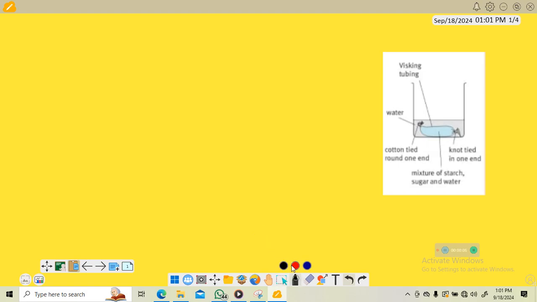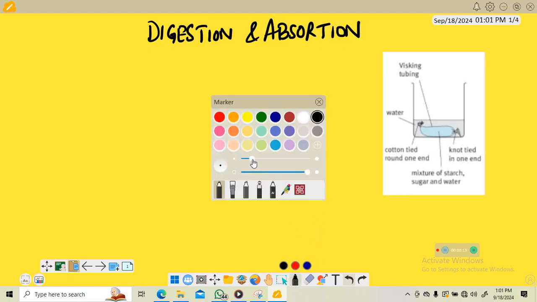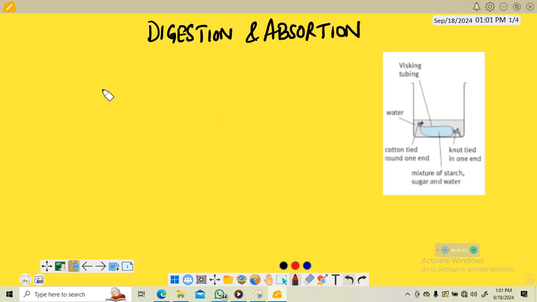Let's discuss an activity which comes under the chapter digestion and absorption. So this is basically about the Visking tubing model of absorption. You can say it's an activity or practical.